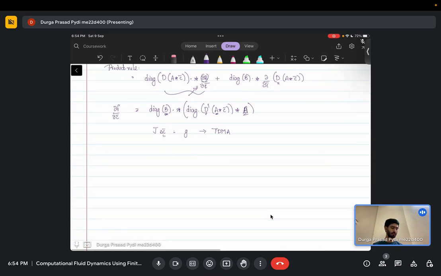Once you get the value of delta C bar, you can get the value of C bar n plus 1 in terms of C bar n minus delta C bar. This is the next time step, and then you keep on iterating till whatever convergence criteria is there.